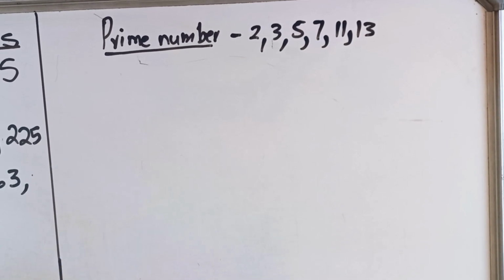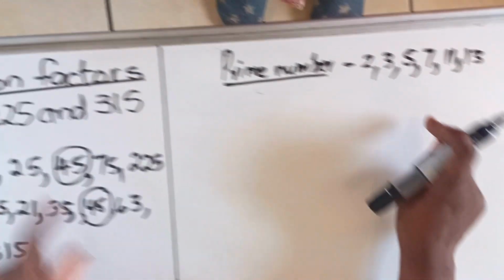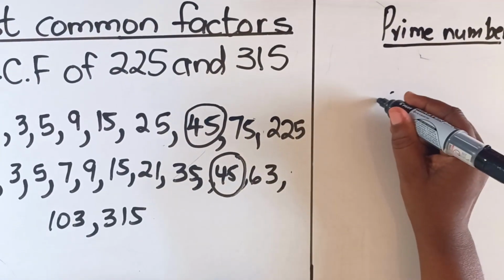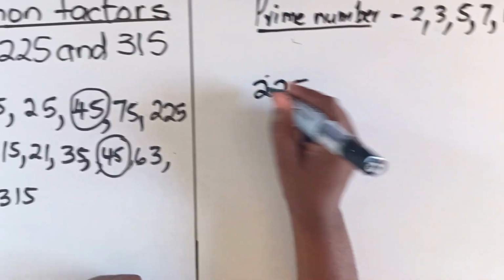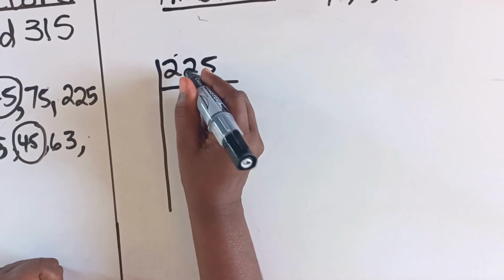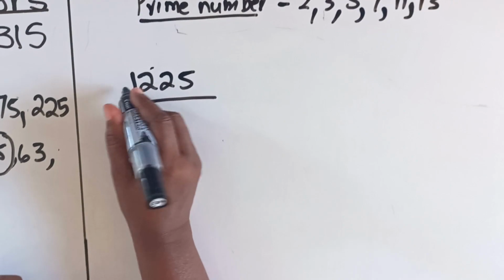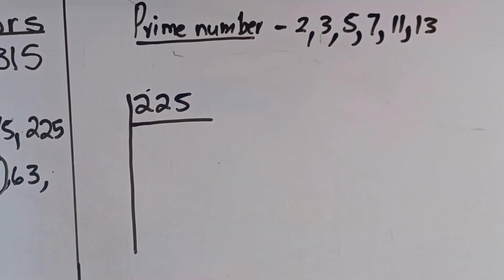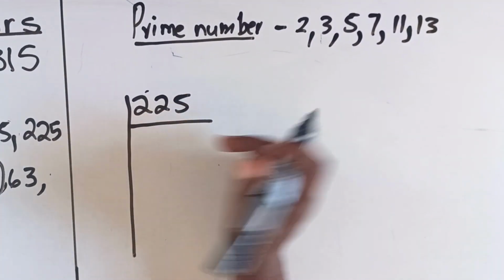Right, so you divide these numbers using prime factors. I'm going to divide 225 using prime factors. So I do it like this. You write 225. They call it a ladder method. You write the number that you divide here, and then you write the prime number that you think will divide here. Also use your calculator. 2 definitely won't divide because the last digit here is odd and 2 is even.